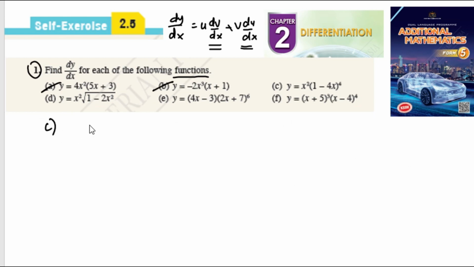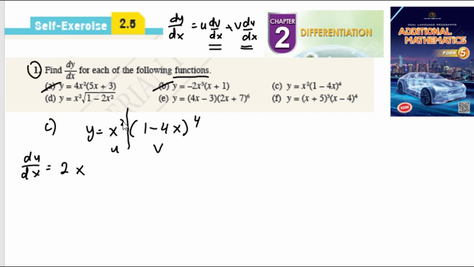C, y is equal to x squared times (1 minus 4x to the power of 4). You see, this is a combination of the previous ones. This one is u and this one is v. We need to find du over dx: when you differentiate x squared, you bring the power forward, you get 2 here, x, and then you minus the power by 1, 2 minus 1, so you get 2x.